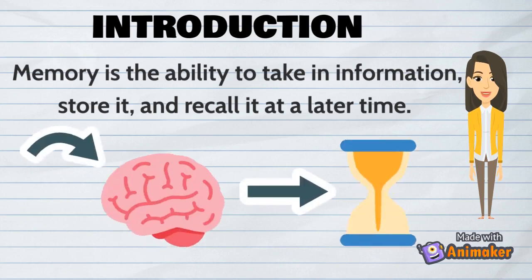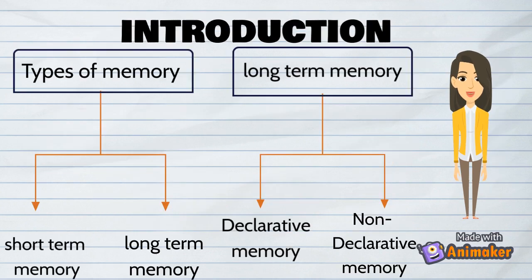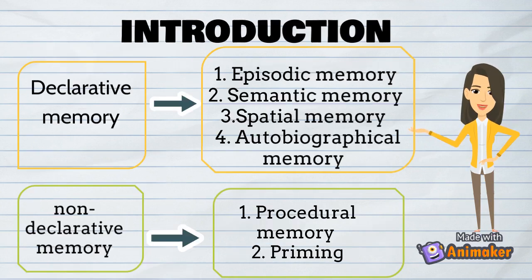Memory is the ability to take in information, store it, and recall it at a later time. There are two types of memory, which are long-term and short-term memory. Declarative and non-declarative are examples of long-term memory. Declarative memory can be divided into four types: episodic memory, semantic memory, spatial memory and autobiographical memory, while non-declarative memory can be divided into procedural memory and priming.